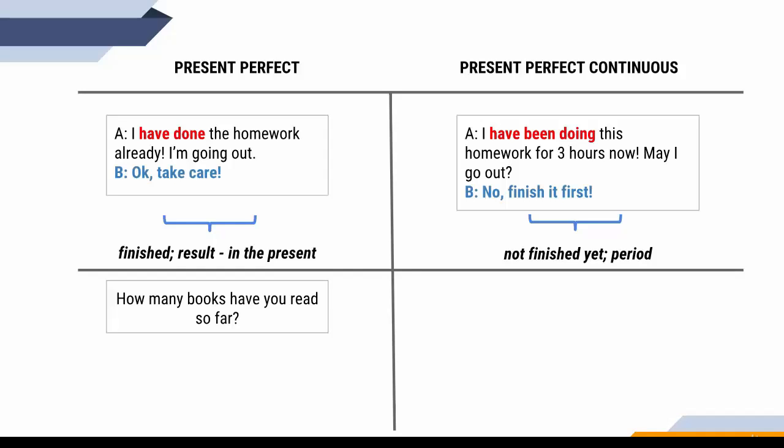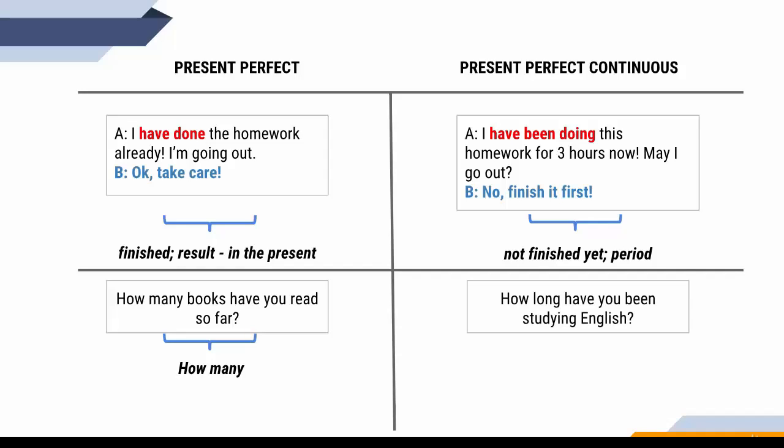After that, how many books have you read so far? How many, when you ask for a number, is your marker for present perfect. By contrast, when you ask how long and you need to answer with for, when you ask for a period, in this case you need present perfect continuous. Remember these: finished action, present perfect; not finished, present perfect continuous.